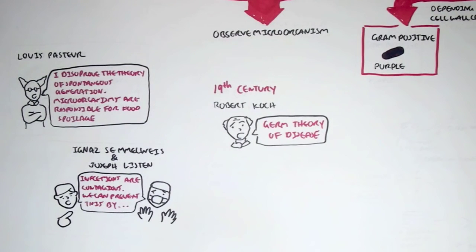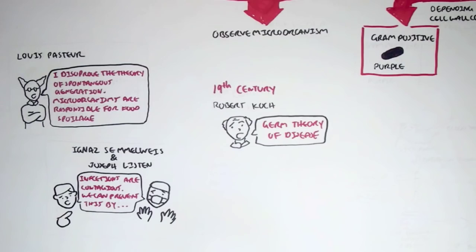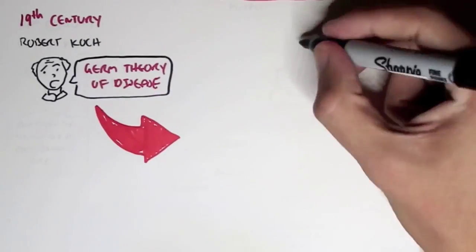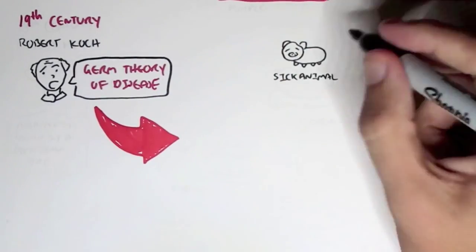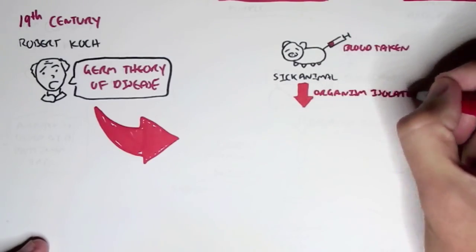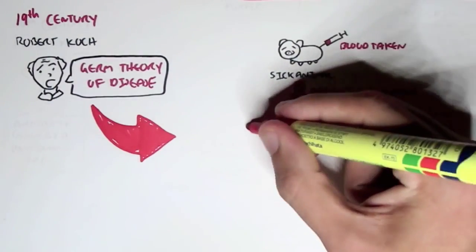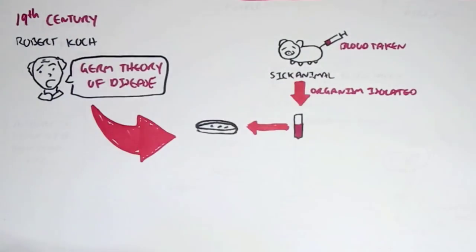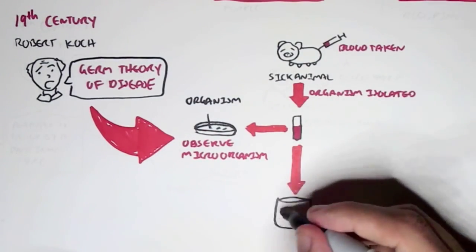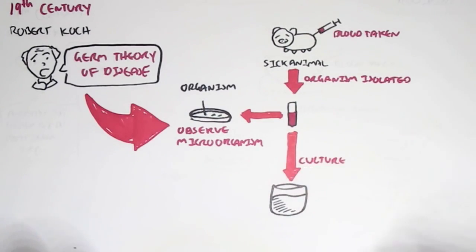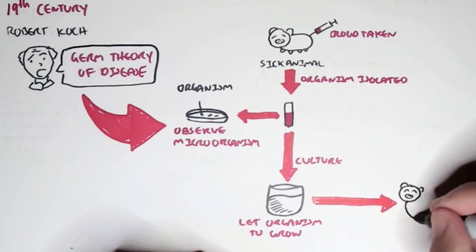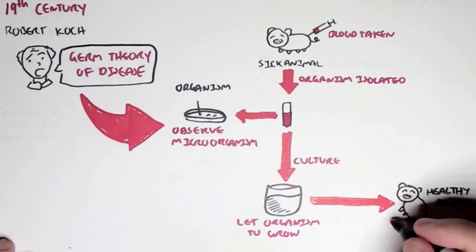So what is this theory? Well, this theory essentially says that a disease is obtained from a particular microorganism. There's a popular diagram to explain this theory. For example, you obtain blood from a sick animal and isolate this sample, and after some time we can observe it under a microscope, and we can observe microorganisms. If we take the same sample that was isolated and culture it instead and let the organism grow, after it's grown, we can then inject this microorganism into a susceptible host, such as a similar healthy animal.